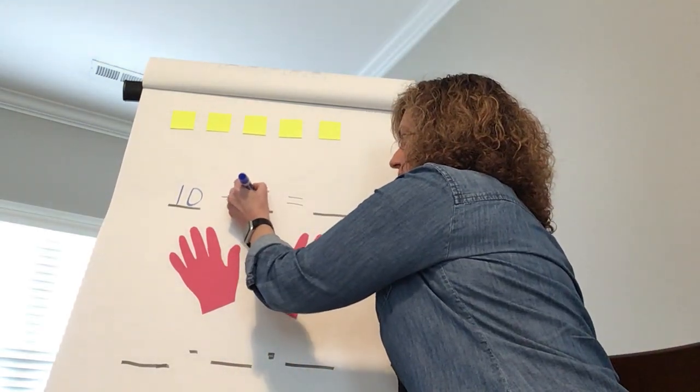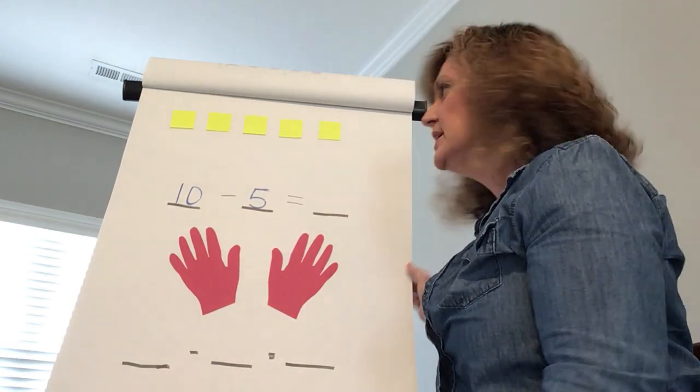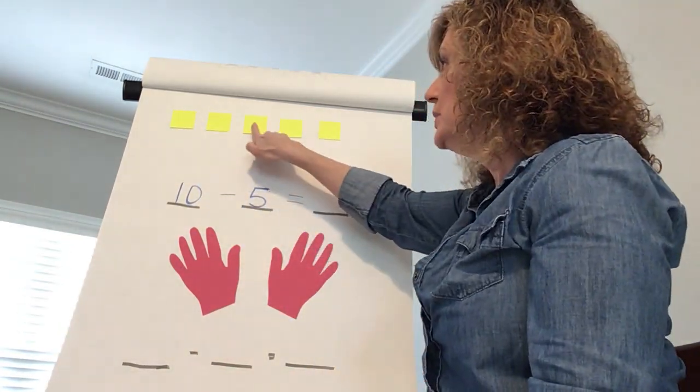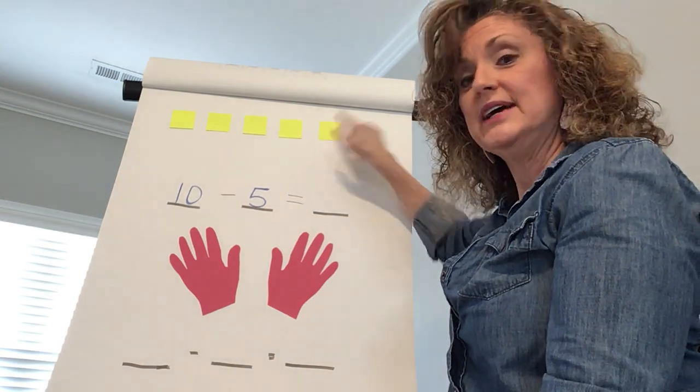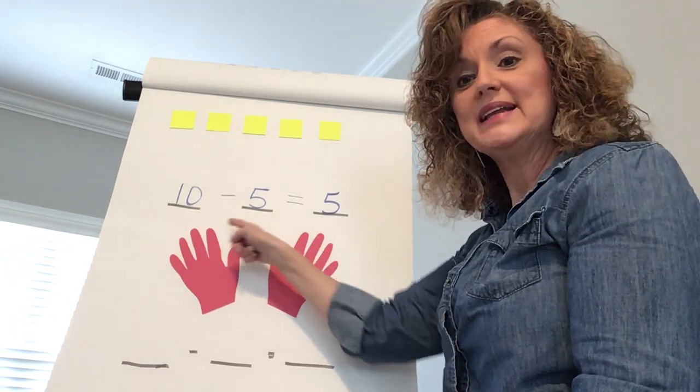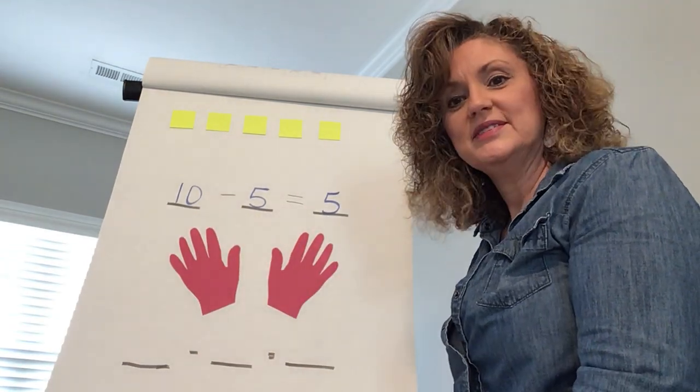So I'm minusing 5 from 10. So how many cubes are left over? 1, 2, 3, 4, 5. 10 minus 5 equals 5.